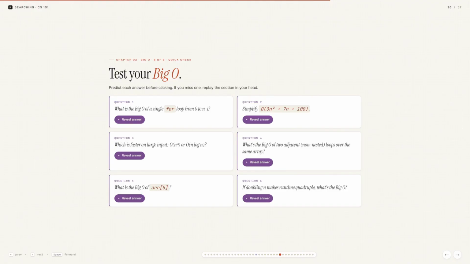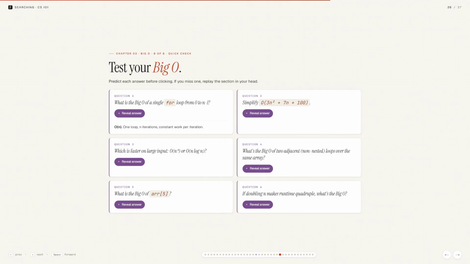All right. Question 1: What is the big O of a single for loop from 0 to n minus 1? Again, what is the big O of a single for loop from 0 to n minus 1? Okay, let's get on with the answer. The answer would be O of n. Because it's one loop, n iterations, constant work per iteration. But I won't be reading out why anymore, because it's always going to be on the screen, okay?